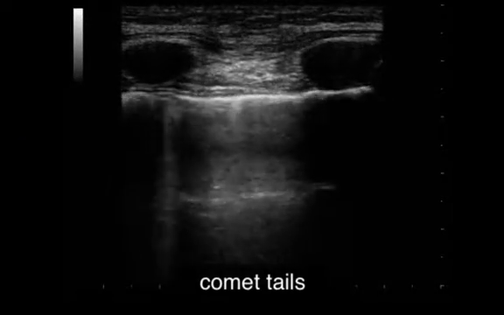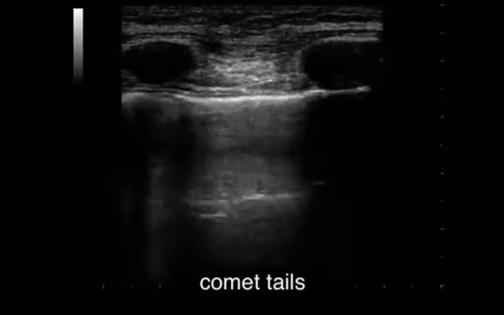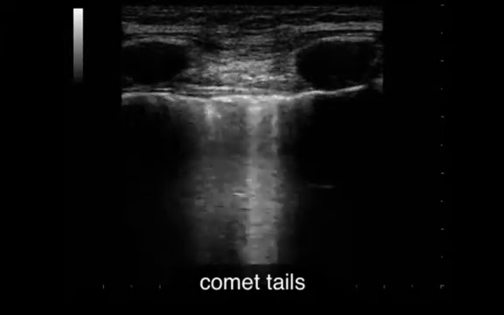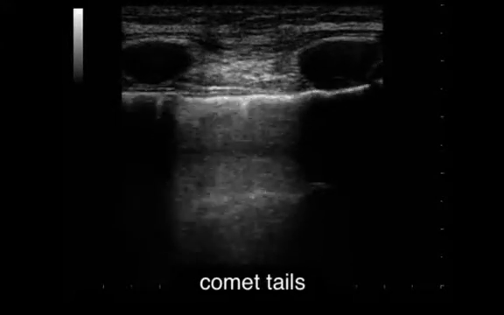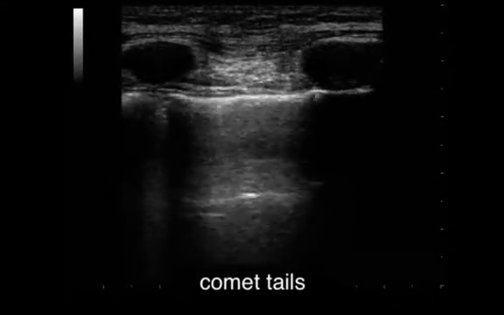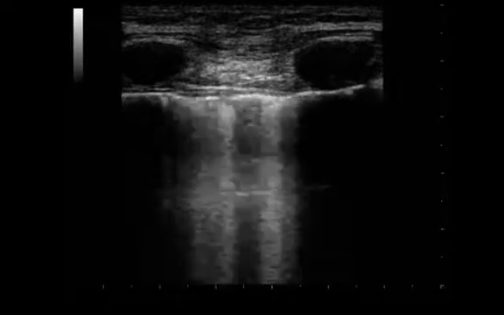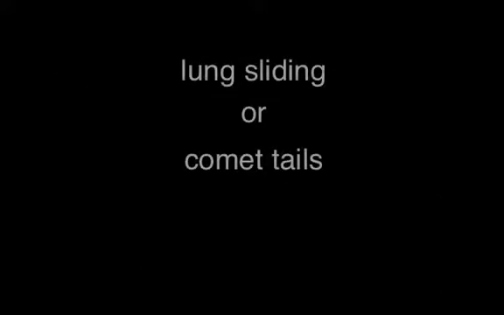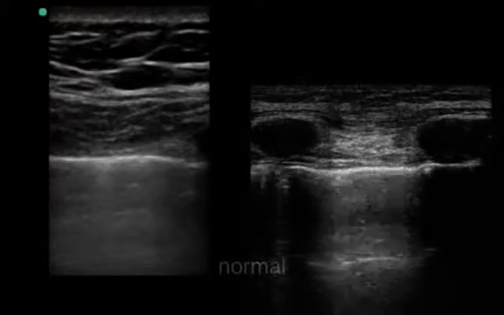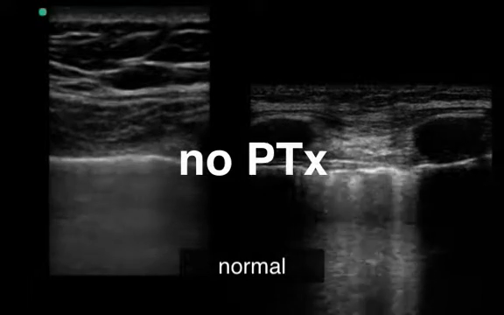The second artifact is comet tails. Comet tails are white linear artifacts that extend from the pleural line down into the lung. They are the result of reverberation artifact. If you see comet tails, the 2 pleural surfaces are in contact with each other, and there is no pneumothorax at this level. If you see lung sliding or comet tails, there is no pneumothorax at that level. Again, if you see lung sliding or comet tails, there is no pneumothorax at that level.